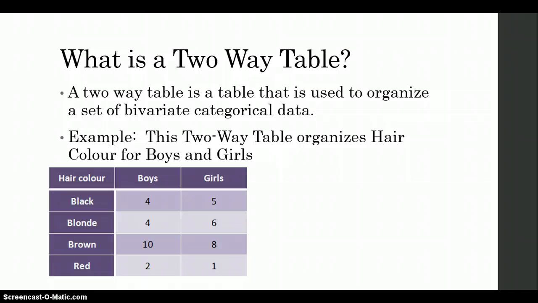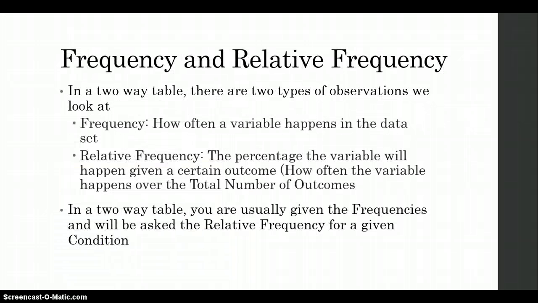So what is a two-way table? A two-way table is just one way to organize categorical data. So for example, the table is a two-way table that organizes hair color and gender. So we're looking at how many boys have a certain hair color and how many girls have a certain hair color. When we work with two-way tables, we work with frequency and relative frequency.